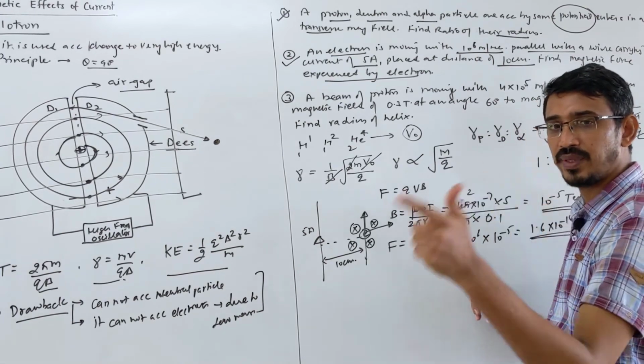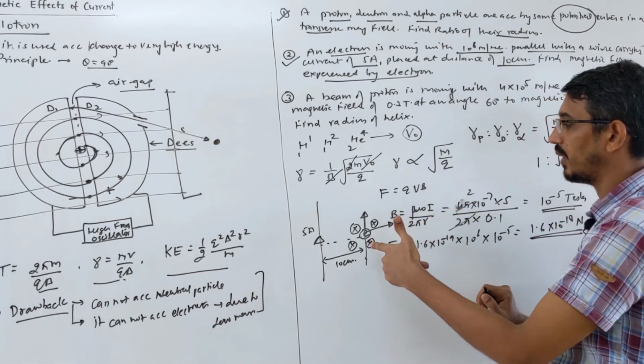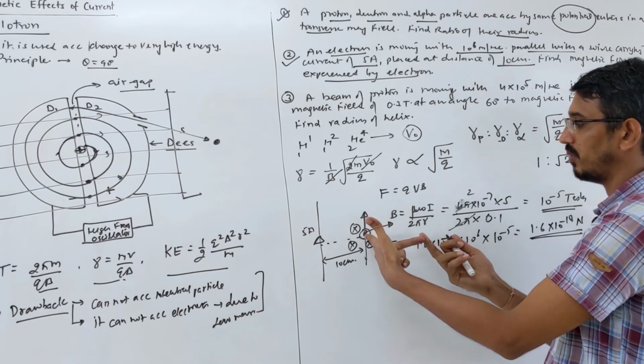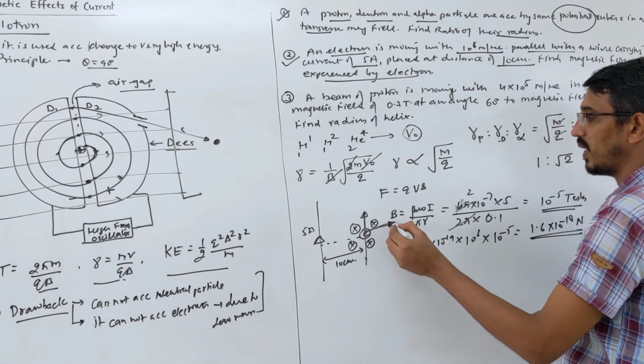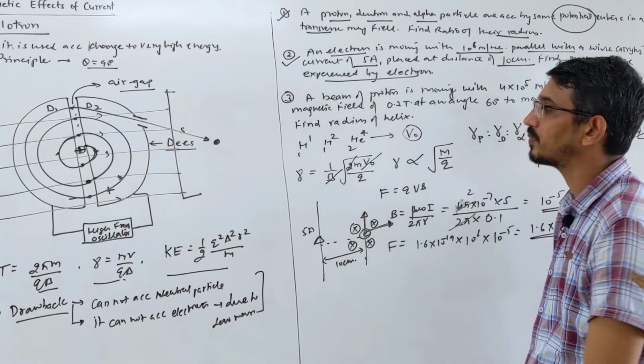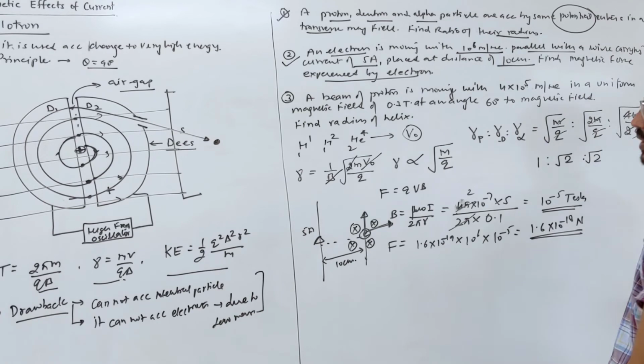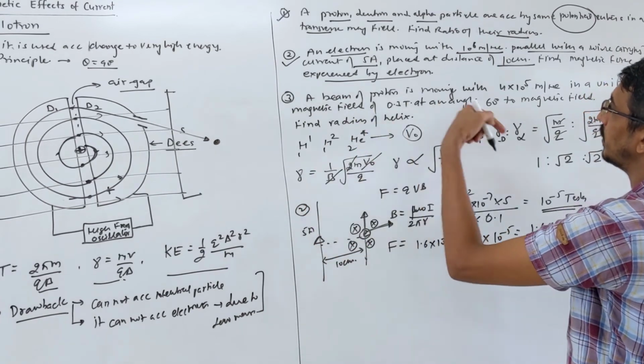Once more, left hand for what? Electron. Field going inward, velocity upward. So the thumb, and this middle finger, shows the direction of force towards what? Left. So this will deflect away from this wire. Okay, this was the second question. Let's move to your third question.